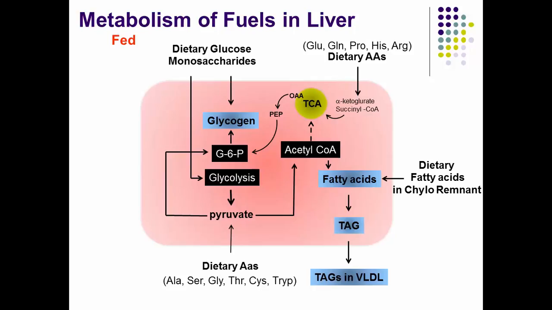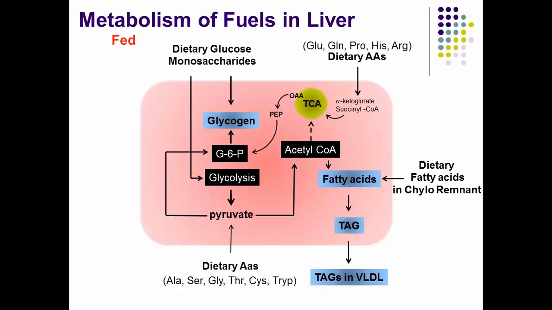And some amino acids will not be metabolized to pyruvate, but are converted to alpha ketoglutarate, right? So this set of amino acids will be metabolized to alpha ketoglutarate and succinyl-CoA and enter the TCA cycle for making glucose, right? So the pathway for making glucose depends on which type of amino acid.